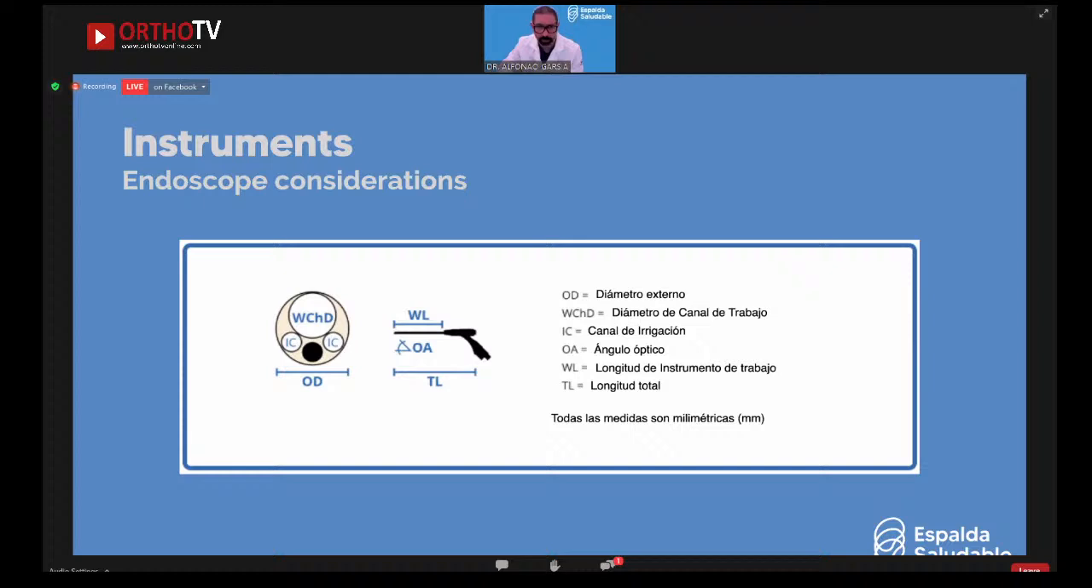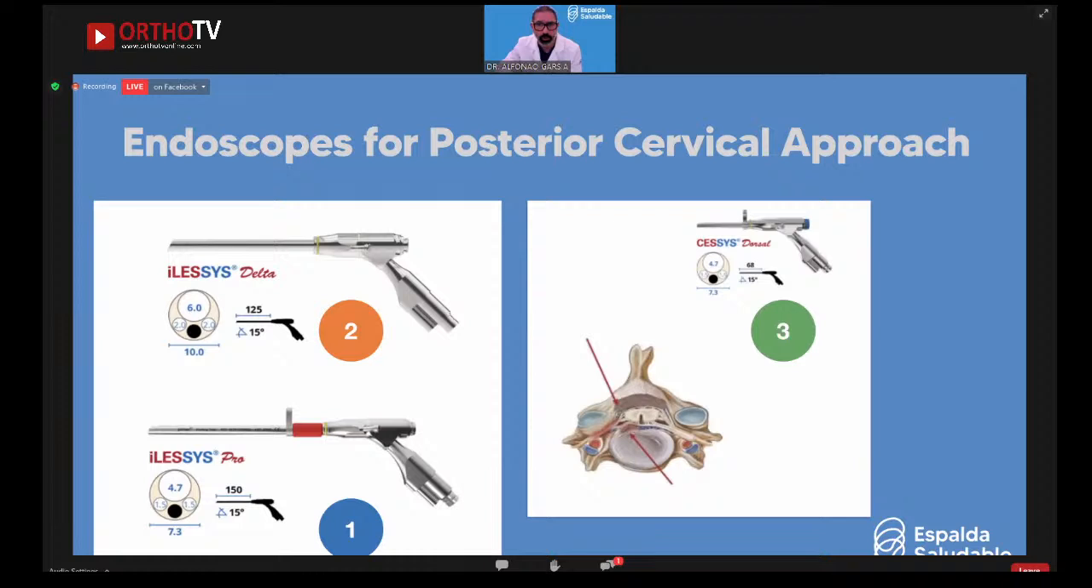So just for a posterior cervical approach, in this company, we have at least three options. We have the Delta, which has an outer diameter of 10 millimeters. We have two types of ELISES. One is called the ELISES Pro, which I personally think is the most versatile endoscope available, with the widest working channel ratio towards the total width of the scope. It's a very slim endoscope, only 7.3 millimeters in width, but a very wide working channel. So this makes it easier for the surgeon to take out more tissue.